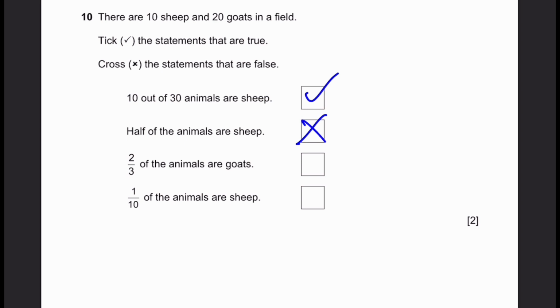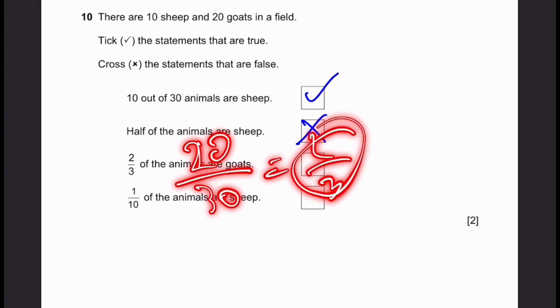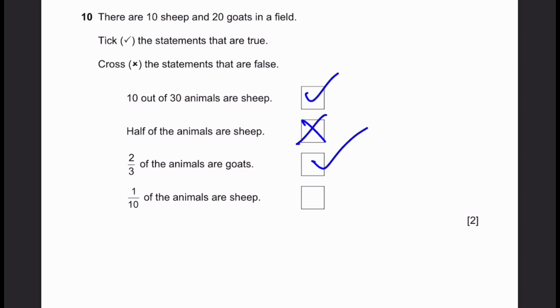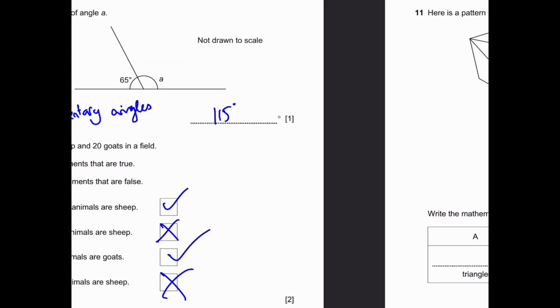2 by 3 of the animals are goats. There are 20 goats in a field, and total are 30. So the fraction of goats is 20 by 30, which is 2 by 3. This is correct. 1 by 10 of the animals are sheep. We've already seen that this is 1 by 3. So that's the answer.